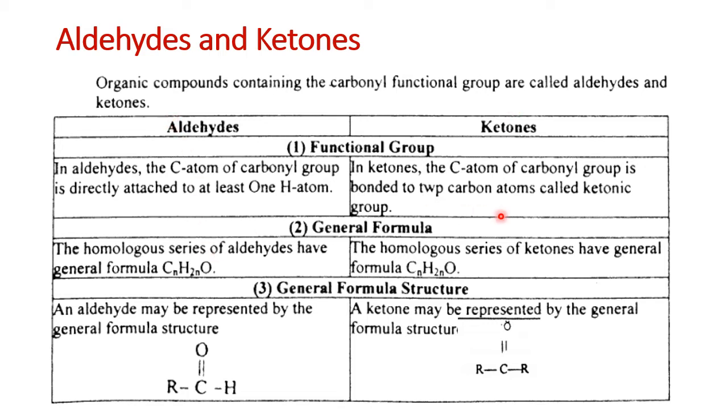This is a simple comparison between the aldehydes and the ketones. If we discuss the functional group, in aldehydes the carbon atom of the carbonyl group is directly attached to at least one hydrogen atom. In ketones, the carbon atom of the carbonyl group is bonded to two carbon atoms. Both have the same general formula, CnH2nO. The general structure of an aldehyde is R, C double bond O and H, and the ketone is represented by R, C double bond O and R.